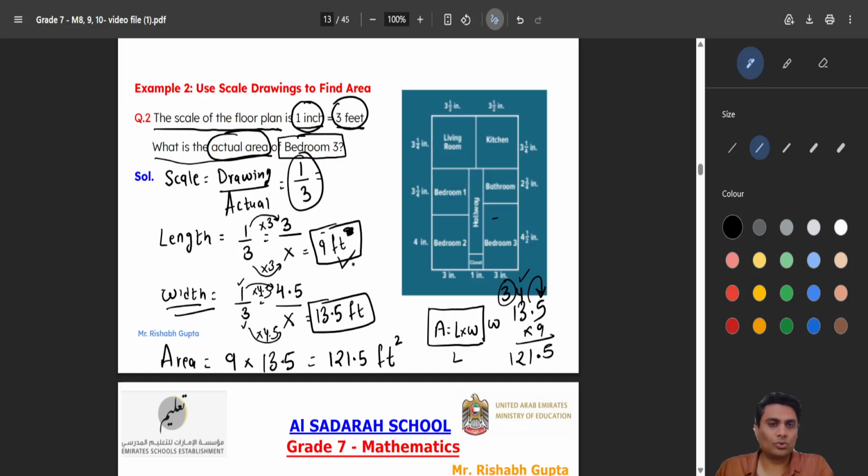Why did I put square here? Because I am multiplying 2 feet here. See, 9 is also a feet, 13.5 is also a feet. So when you multiply 2 feet together, you have to put feet square. Okay. I hope you understood the question. So now next question.